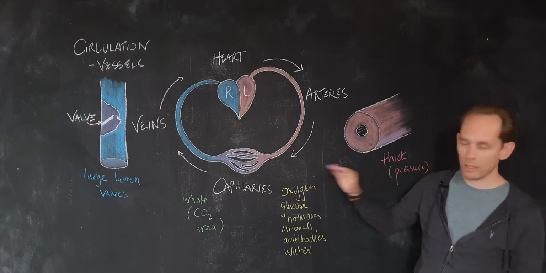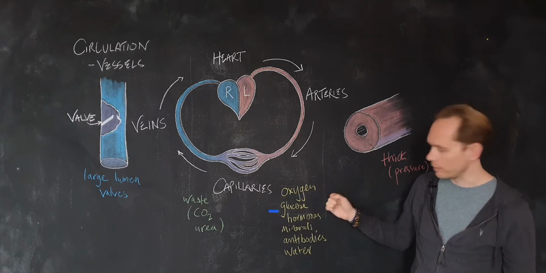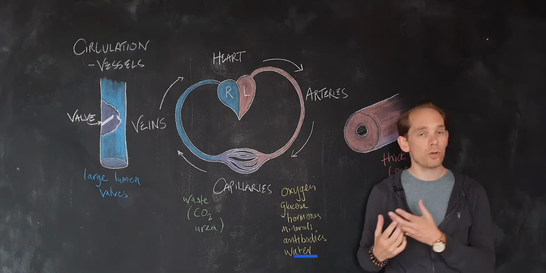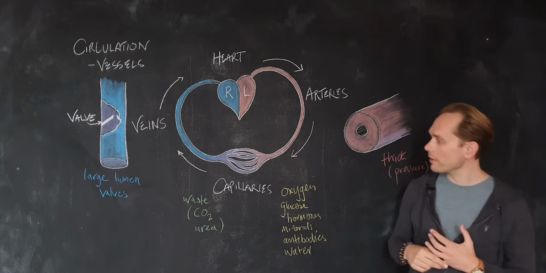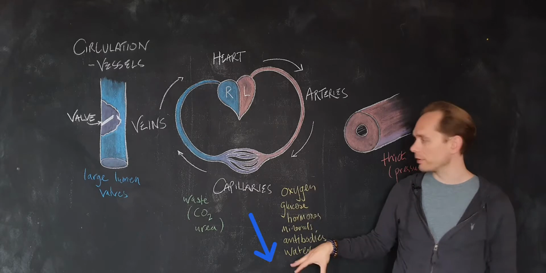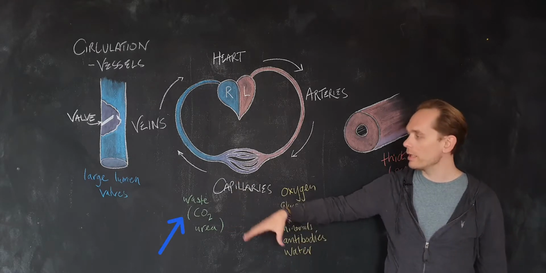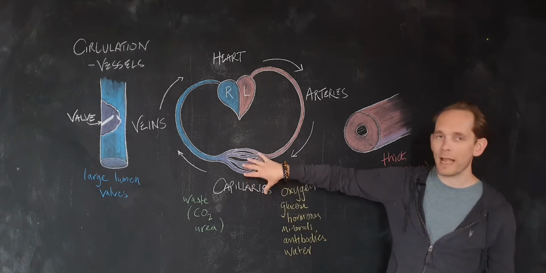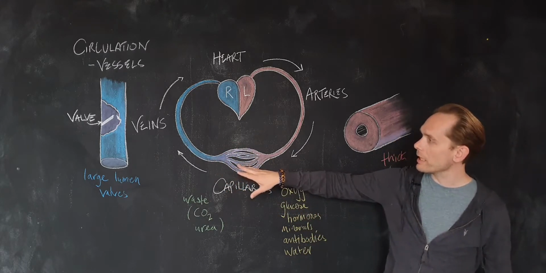So what's going in and out? Well, what we need is oxygen, we need glucose, we need hormones and minerals and antibodies, and water, which forms the tissue fluid itself. Those are all diffusing out of the capillaries. Meanwhile, what's coming back in is waste materials like carbon dioxide and urea. Those are carried back through the blood in the veins.